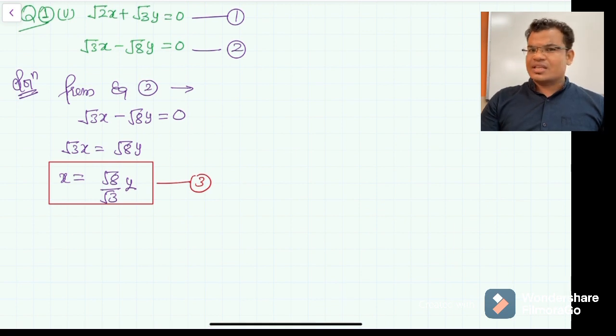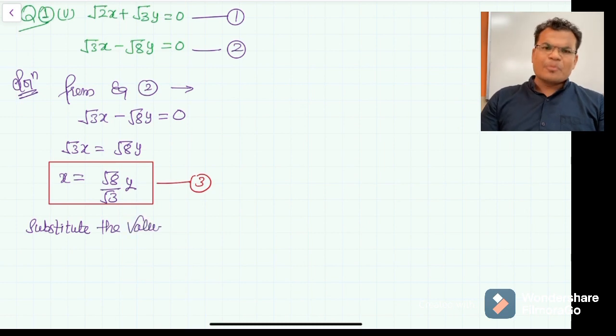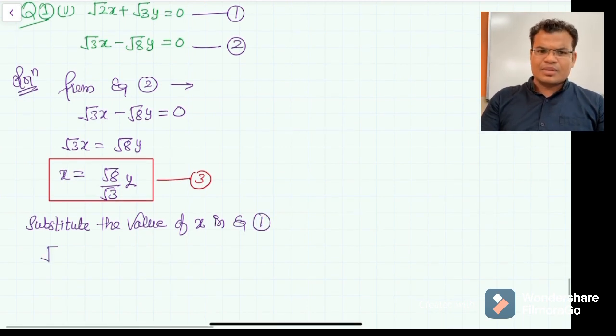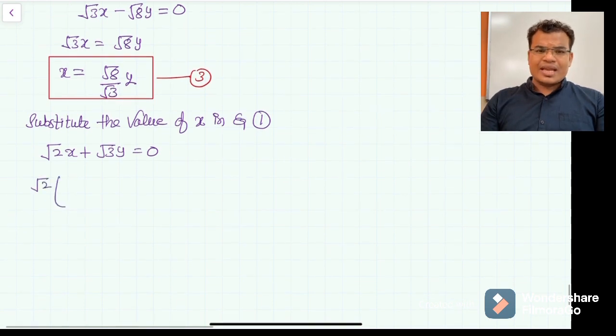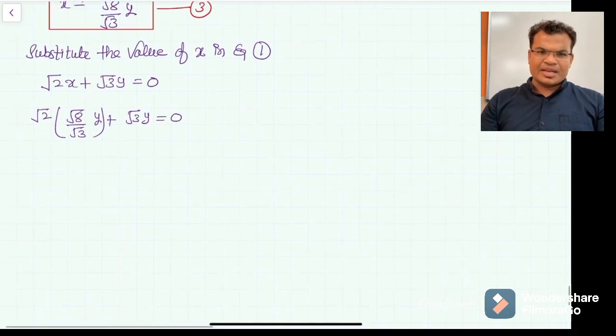So in any equation, in the sense equation number 1, because this value is from the equation number 2. So just write it down, substitute the value of x in equation number 1. We'll get the value of y gradually. Okay, so put the value, substitute the value of x. So very first you have to write the equation number 1, that is under root 2x plus under root 3y is equal to 0. Now what is x? So 2 into under root 2 into under root 8 upon root 3 plus y into y plus root 3y as it is outside the bracket equal to 0.